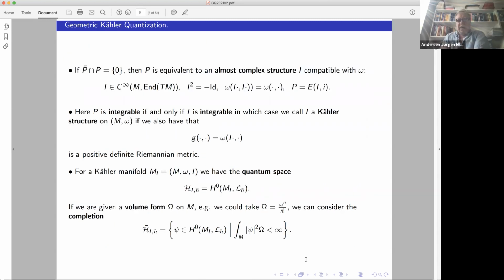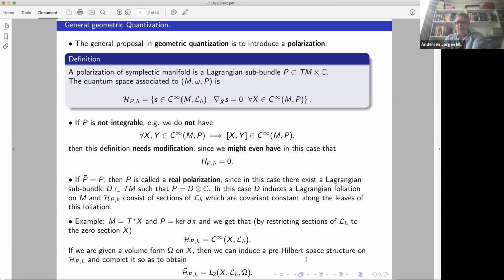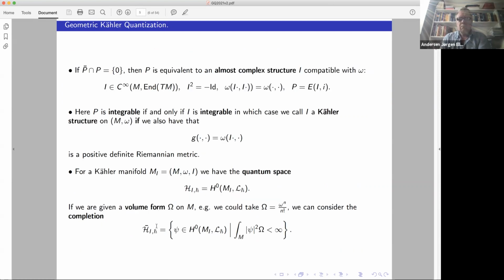And so, by the way, if this is done for X equals Rn, this of course produces the very well-known canonical quantization. So we're happy with that. Now, there's another possibility for polarization, the extreme opposite. There are many possibilities, but this is the extreme opposite. Namely, if you conjugate P and intersect it with P, then you get zero. And so those P's are in one-to-one correspondence with almost complex structures if I don't require integrability.